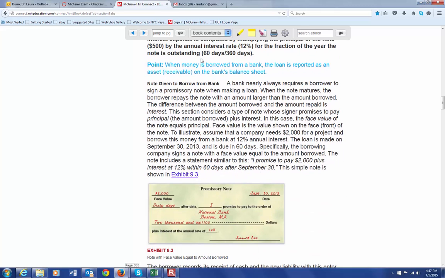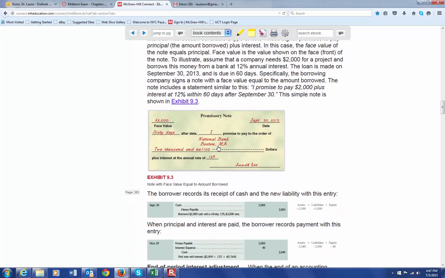Now, that's when you're dealing with a company, but we also have the same situation if we're borrowing money from a bank. And with a bank, you generally sign a promissory note, and this is a very simple one. They're giving an example of somebody who borrows $2,000, so that's your face value. This is the date that you're borrowing it. And you're promising that 60 days after this date, you're going to pay the $2,000 plus interest at the annual rate of 12%.